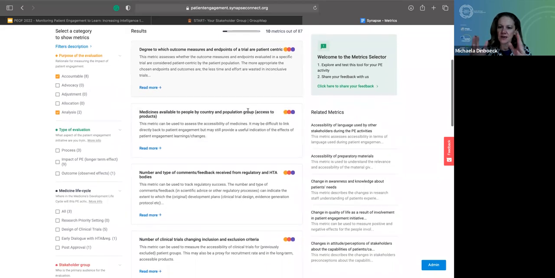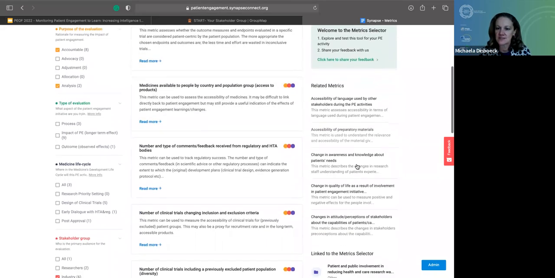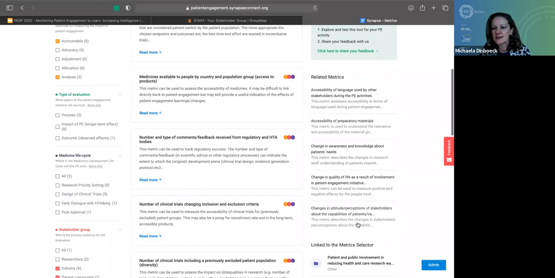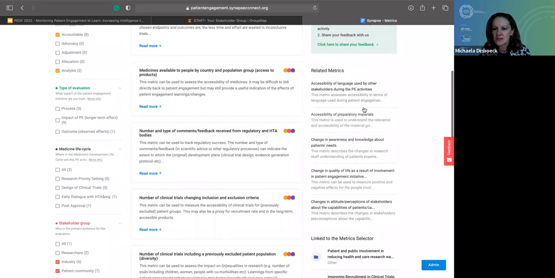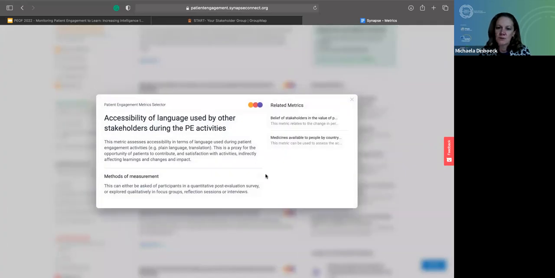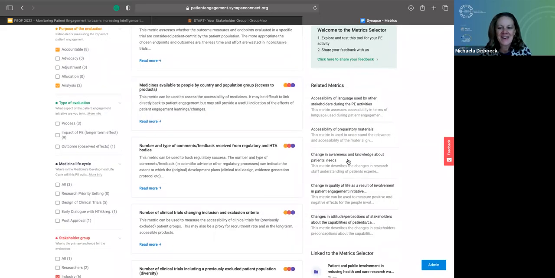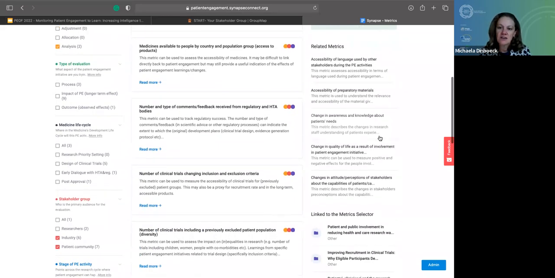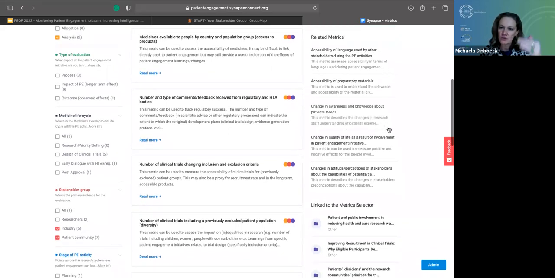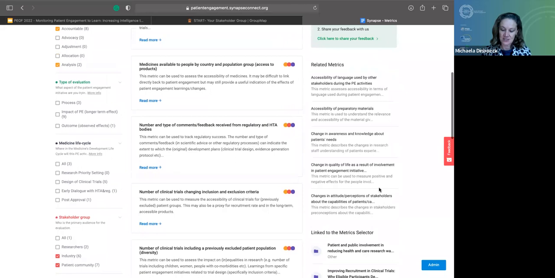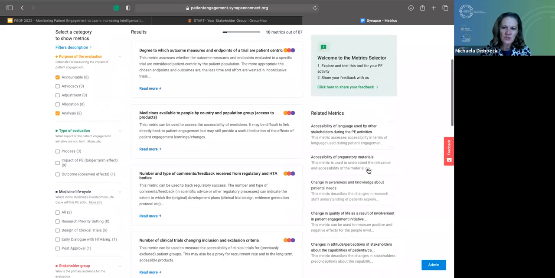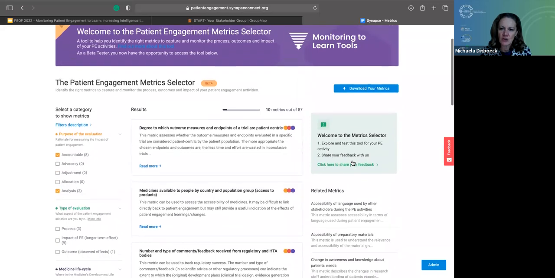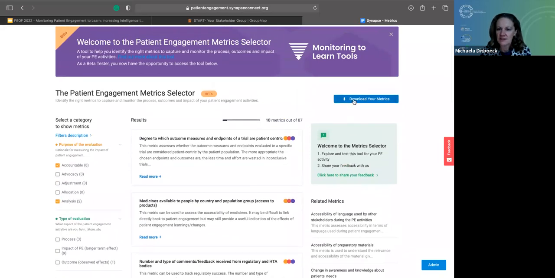And you see on the side as well, I see a number of related metrics that the tool proposes to me that I can take a look at and say, okay, do I want to measure the accessibility of the language? Maybe that's a good idea for my program, or the preparatory material, sorry, is something that I could measure. Or also maybe the change in awareness and knowledge about the patient needs. Here, that will be an internal measurement. So I look through the related metrics and can then select additional metrics from there. So that's what the tool allows you to do. And that will be then the output. And you can see I've moved from 87 to 10.